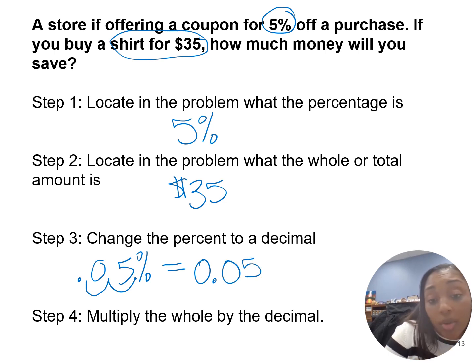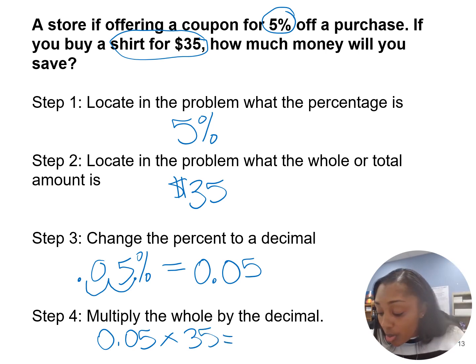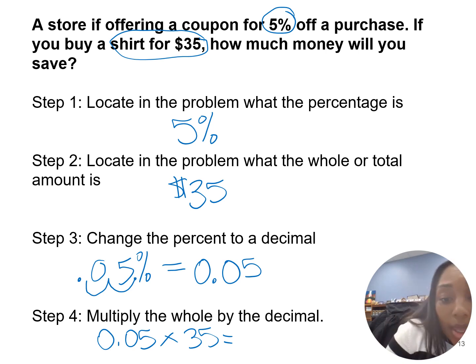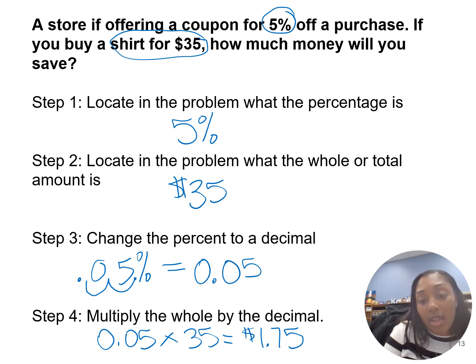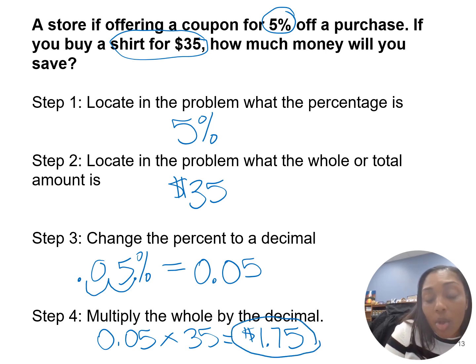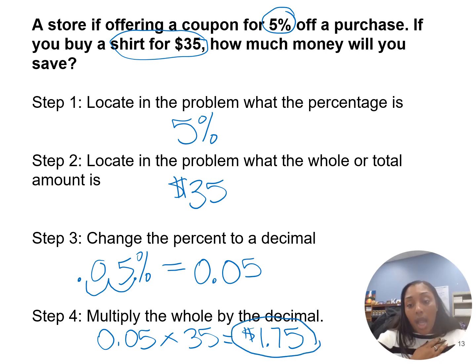0.05. Be very careful. It's not 0.5. It's 0.05. Now I want to multiply my decimal times my whole. So I'm going to put 0.05 times 35 in my calculator, and that gets me 1.75. So when we're talking about money, that's $1.75. So I am going to save $1.75.